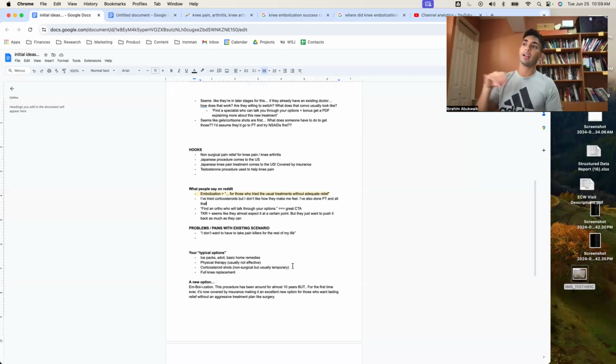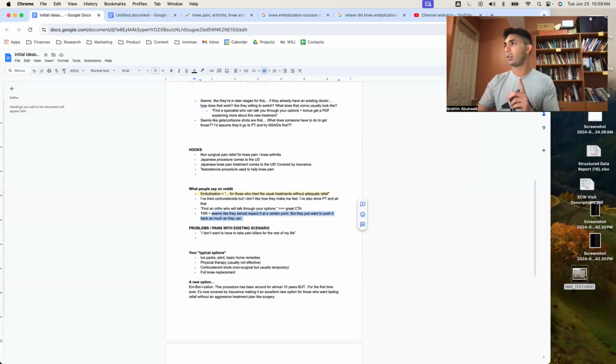So I pulled that out because that's a good call to action, right? Something I can tell people to do. Total knee replacement is what it is. It seems from all the comments that I read, they expect it, but they're trying to push it back as much as they possibly can. So this is a good scenario.